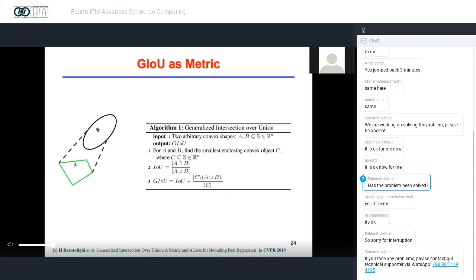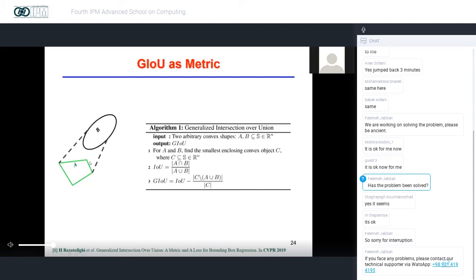The idea is to say, if we have two convex shapes, we try to find the tightest convex shape between these two shapes, which you can see here: a part of B and this dashed line and this part of A make the tightest shape between them. We denote that shape as C. The generalized intersection over union maximizes the intersection over union while minimizing the empty area, which is C excluding the union of A and B, divided by the normalized value of C. This we try to minimize.